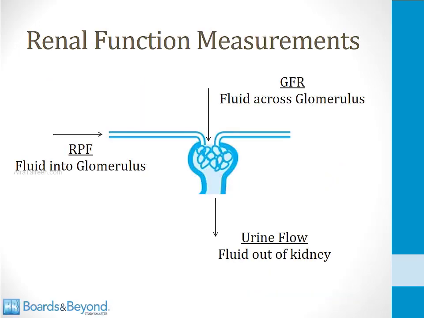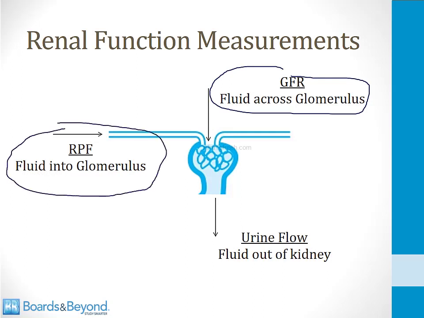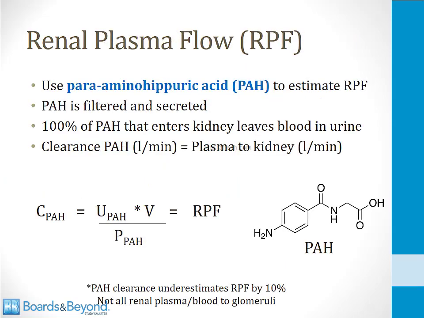So back to our schematic of the various measurements of renal function. We just talked about how you can determine the GFR using inulin or creatinine. Now let's talk about how we could determine the renal plasma flow. In other words, how much fluid is flowing into all the glomeruli in both kidneys. To determine the GFR, we used inulin or creatinine. To determine the renal plasma flow, we use a substance called para-aminohippuric acid, or PAH.